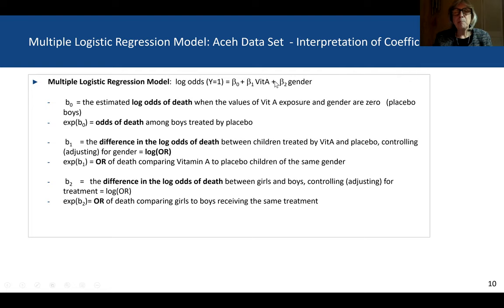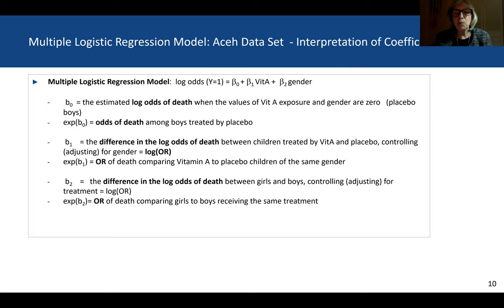Beta 1 is the coefficient for vitamin A. So we know that b1, the estimate, is the estimated difference in the log odds of death between the children treated by vitamin A, where vitamin A is 1, and placebo, where vitamin A is 0, controlling for or adjusting for the other covariate of gender. So a difference in log odds of death is a log odds ratio. If we exponentiate b1, we obtain the odds ratio of death comparing vitamin A to placebo children of the same gender, meaning we're fixing the value of gender, we're adjusting for it, we're controlling for it.